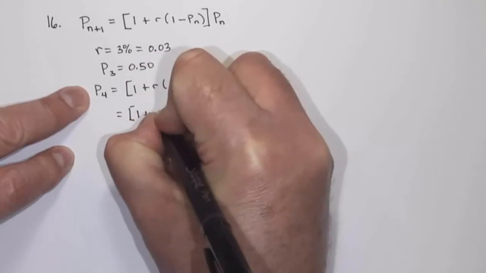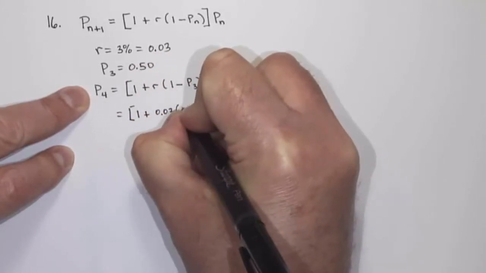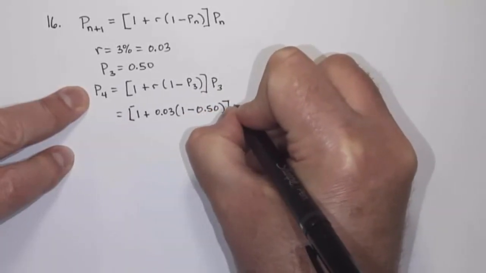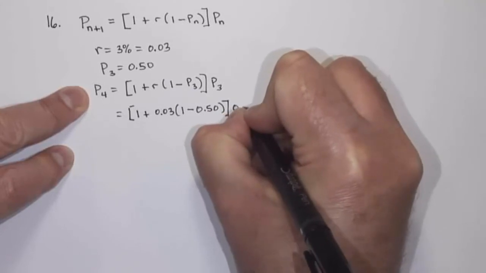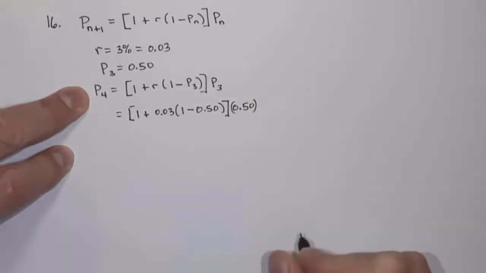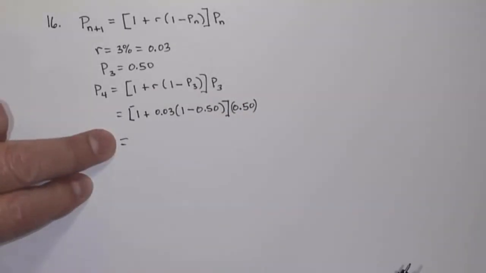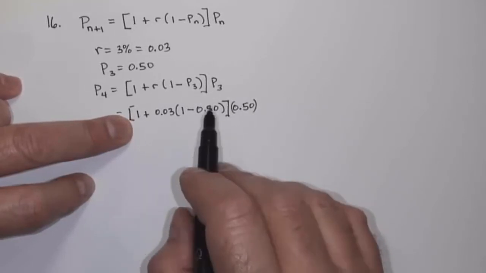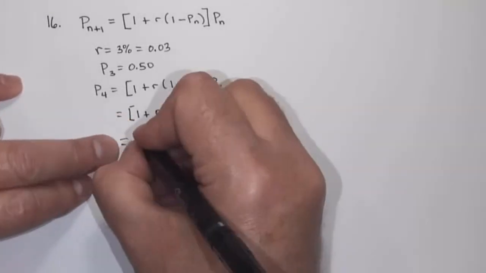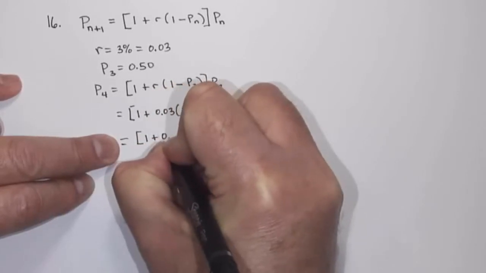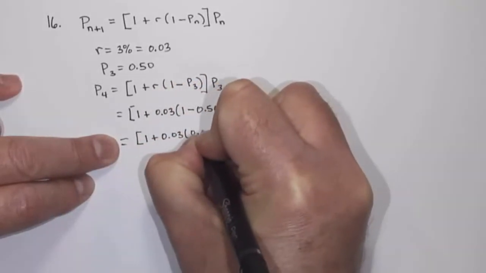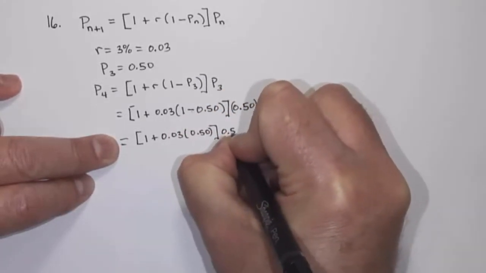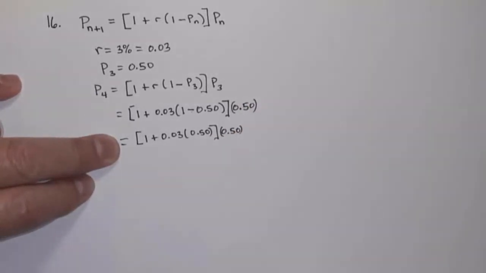So that's going to equal 1 plus 0.03 times 1 minus 0.50, and all of that gets multiplied by 0.50. So that's times that, okay? So this now is just an order of operations problem. So I'm going to start inside the brackets and work my way out. So 1 minus 0.50 is 0.50. So I have 1 plus 0.03 times 0.50, again because 1 minus 0.50 is 0.50, and then that's times 0.50 again here, okay?